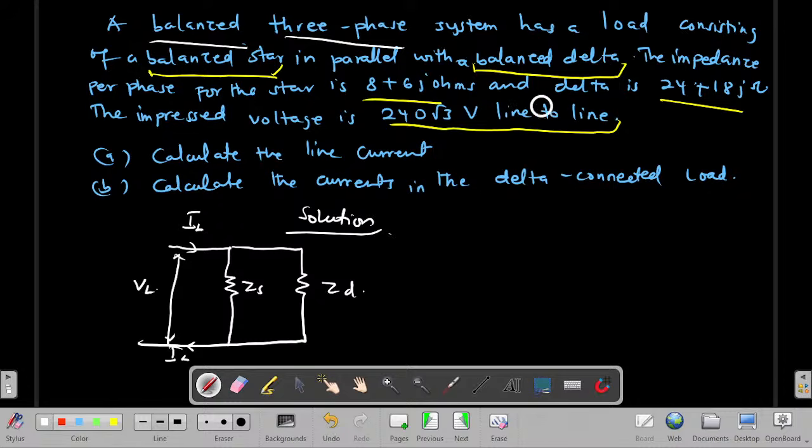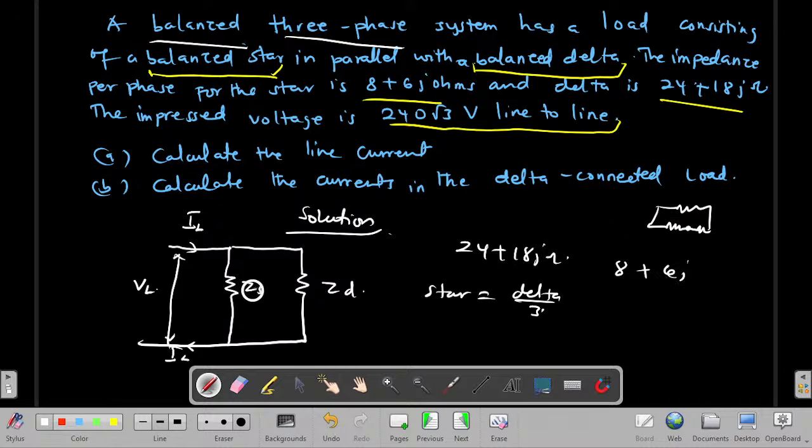Because of that, we take the 24 plus 18j ohms in the delta. Remember, when doing a delta to star conversion, and they are of equal value, you simply divide by 3. So note this down: star is equal to delta over 3, or delta is equal to star times 3, provided the same impedances are found on each phase. So I'll just divide this by 3: 24 divided by 3 is 8, plus 18 divided by 3 is 6j.